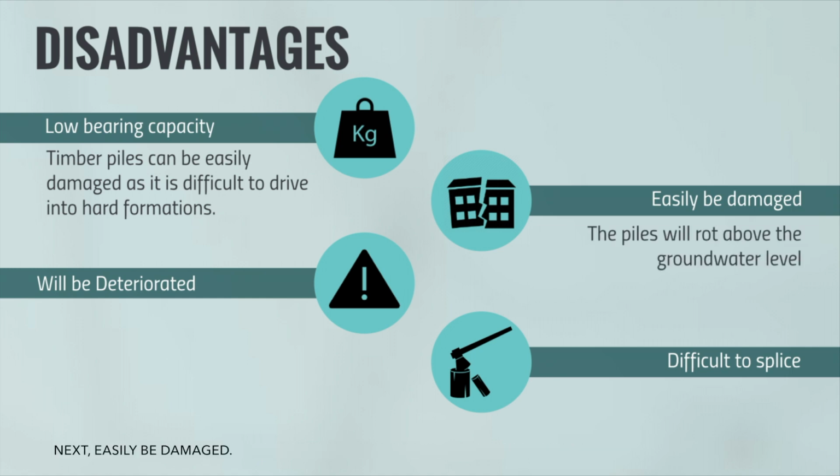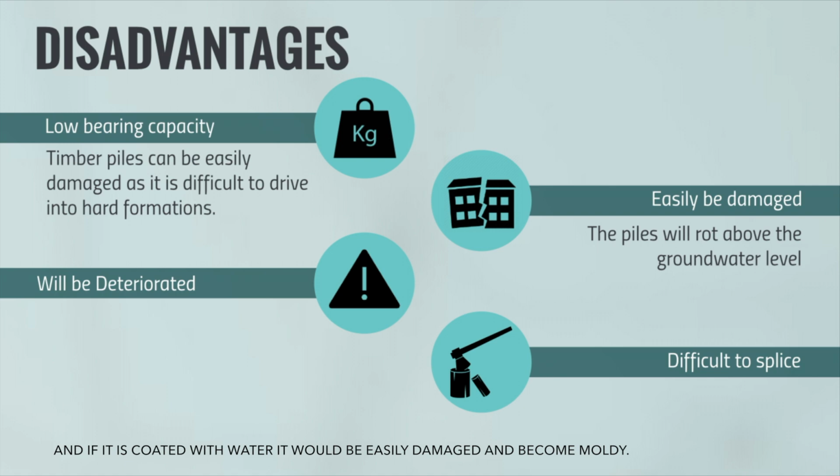Next, easily damaged. Timber pile will rot above the groundwater level. It must be cut off below the permanent groundwater level to prevent it from decay, and thus if the water table of a site is at a greater depth, extra cost of excavation is needed to provide the pile cap, which may render the choice uneconomical. Timber piles cannot be driven in filled up ground without injury, and as such they cannot be recommended for such a site if the woods used are hewing and compass.